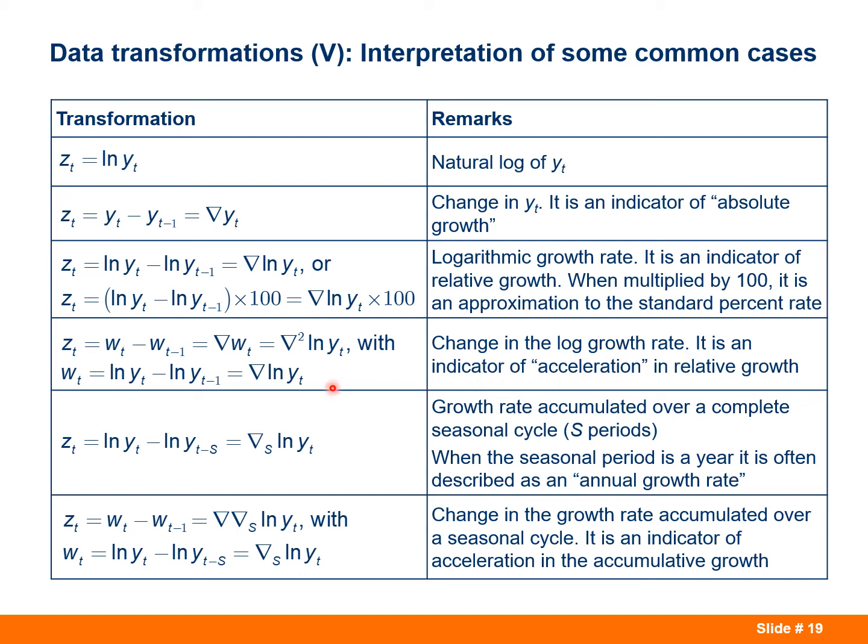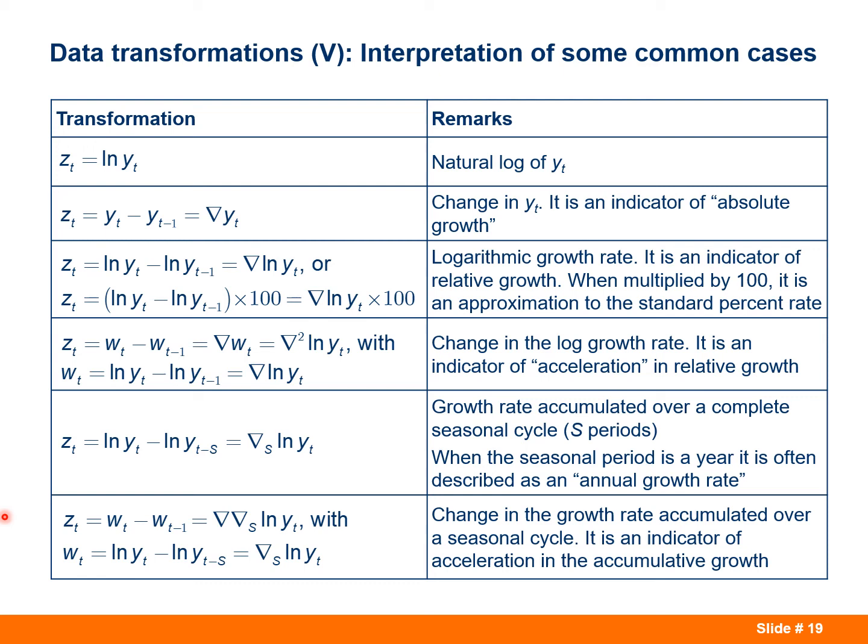Imagine, for example, that Wt moves from 1% log growth rate to 2% log growth rate in the next period. So from 1% to 2%. 2% minus 1% would be 1 percentage point. So you could say that when moving from 1% to 2%, your growth rate has accelerated by 1 percentage point. So the difference of a growth rate is an indicator of acceleration.